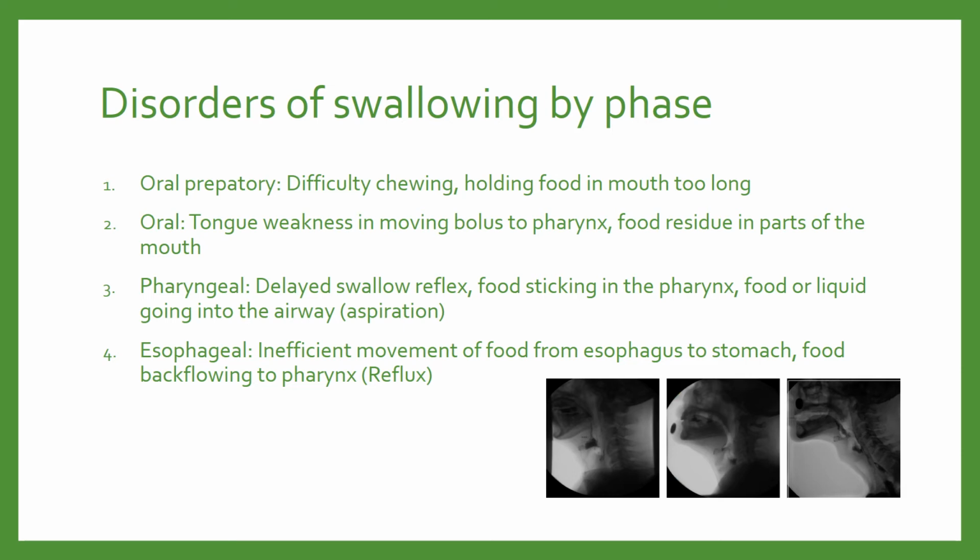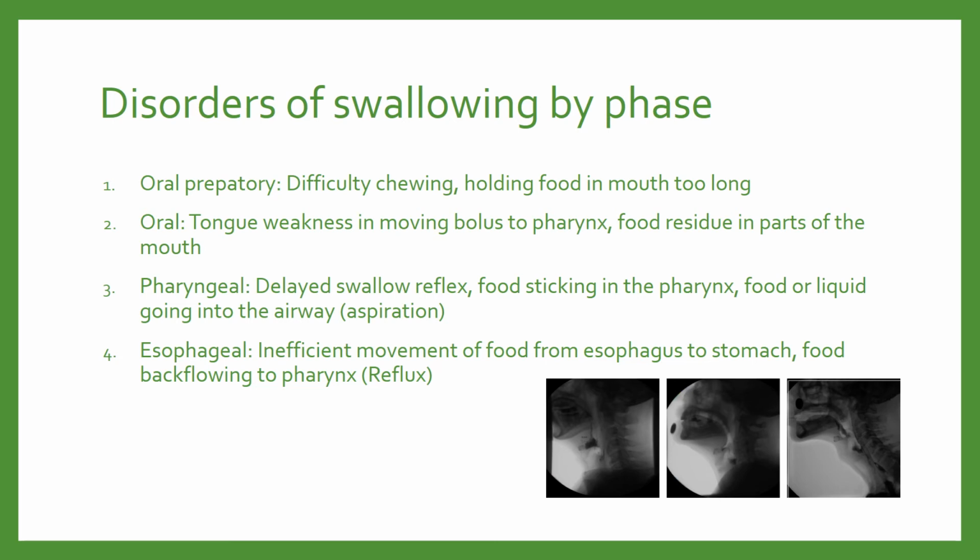This means that instead of the swallow initiating at the faucial pillars, it initiates at the top of the esophagus, and it puts them at risk of that food or liquid spilling into the airway because the airway hasn't been closed to protect. They could also have food sticking in the pharynx, so the muscles can't squeeze enough to get all of the food down into the esophagus, so food is left over.